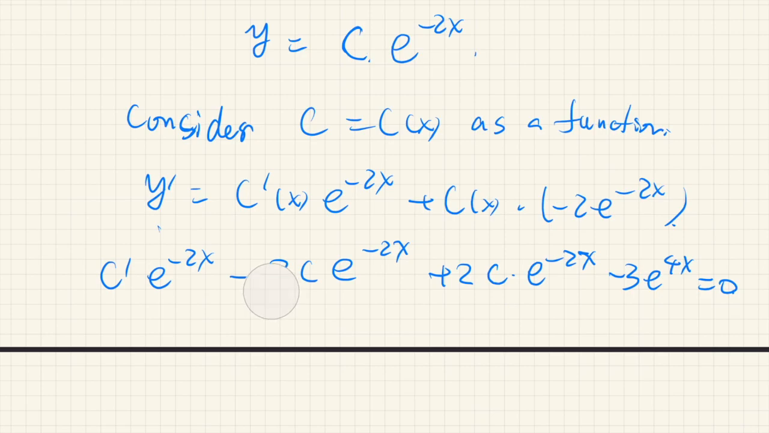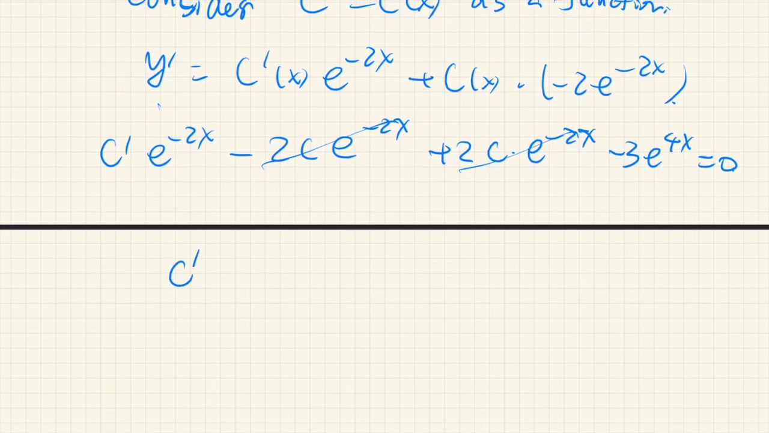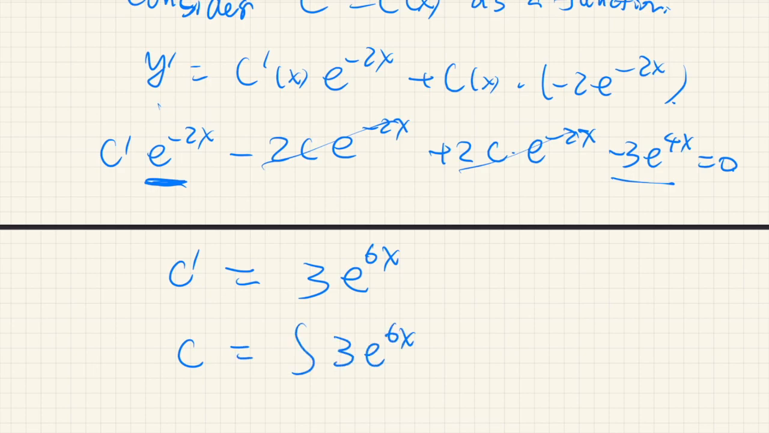Wait a minute. This and this are cancelled. So we have c prime. Multiply the inverse of this to everything, and we have c prime equal to 3 e to the power of 4x plus 2x, that's 6x. So if we integrate this, we have the integral of 3 e to the 6x dx, that is 1 over 2 e to the 6x plus a constant. This constant is a bit confusing, so let's make it little c. Okay, this is c of x.